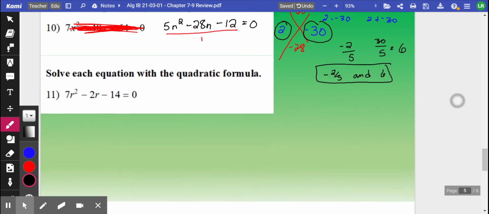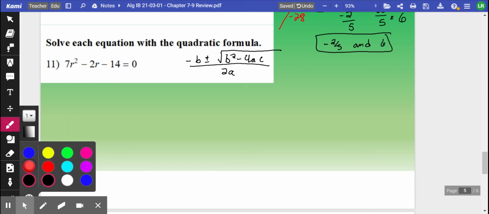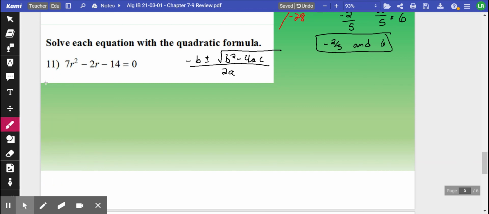Okay, last but not least, the quadratic formula. Okay, what I'm going to do here is I'm going to write the quadratic formula. There we go. And let's go ahead and take a look here. First things first, it's got to say equals 0, and this one does. A is 7, B is negative 2, and C is negative 14. And always make sure you have them in the right order.